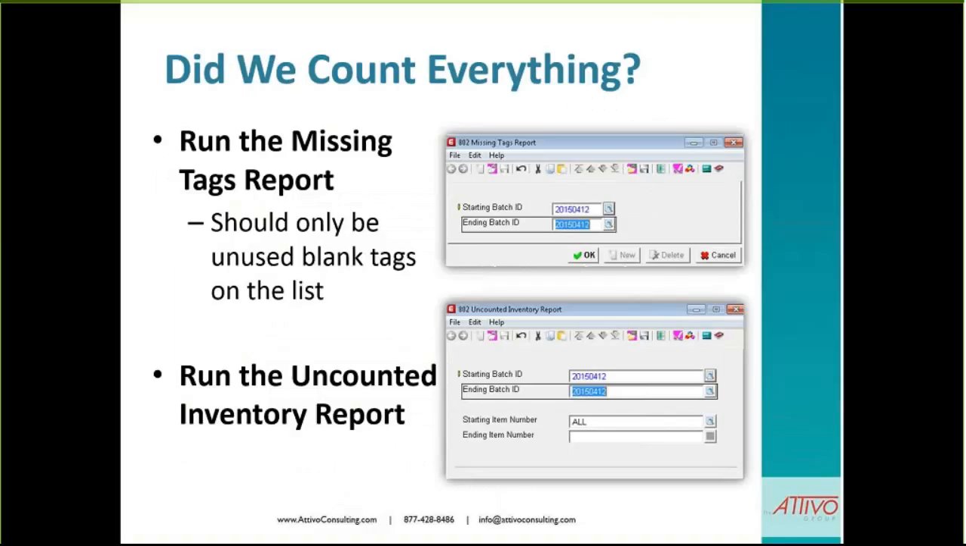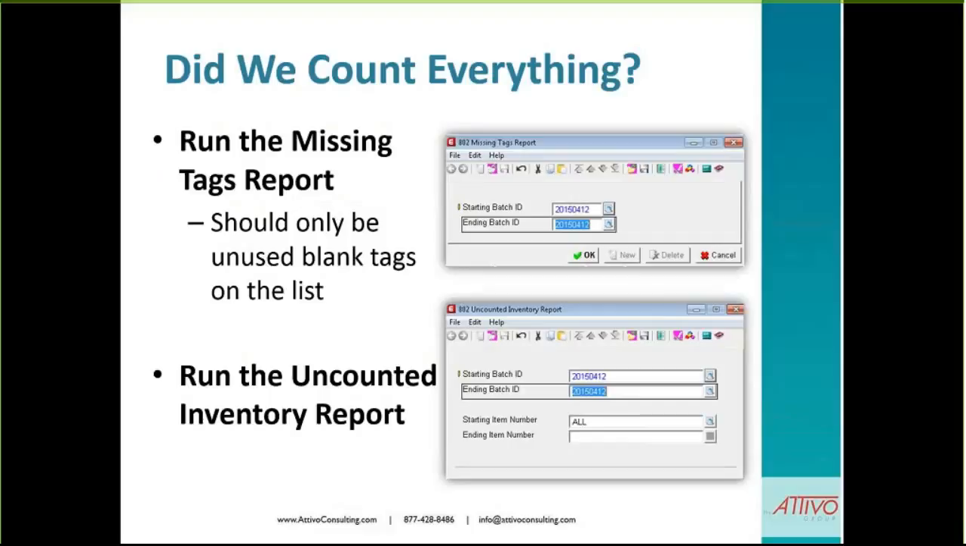Did we count everything? Now that we've taken care of the count process itself, let's take a look at the missing tag report. After you've entered all of your tags, you can print a missing tag report. It lists, in tag number order, all the items that you selected for the inventory count that you do not have tag counts entered for.